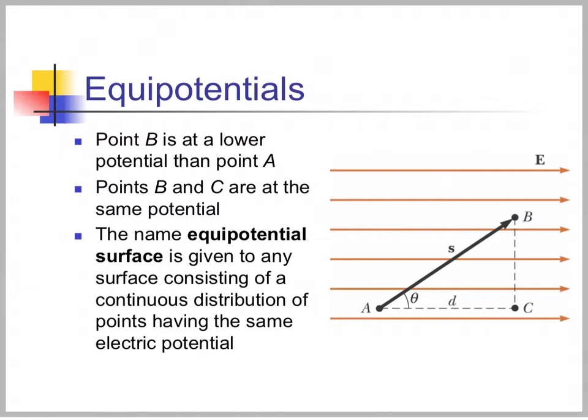Now, if I look at this electric field, point B is lower in potential than point A. And point B and point C are at the same potential. We give the name equal potential surface to any surface consisting of a continuous distribution of points that have the same electric potential.